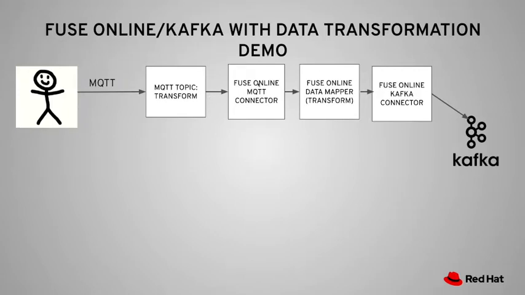And then I'm going to use a Fields Online citizen integration tool and use one of its built-in connectors called the MQTT connector to retrieve the information from the MQTT topic, and then do some transformation and then persist that information in Kafka.